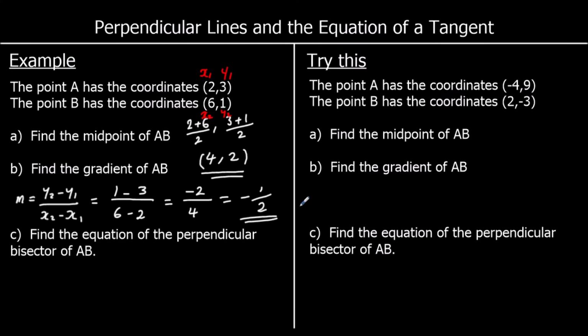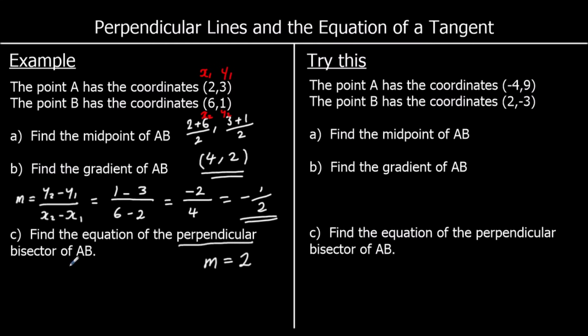Part C says find the equation of the perpendicular bisector of AB. So it's perpendicular. That means it crosses at a 90-degree angle. And to find a perpendicular gradient, we can do the negative reciprocal, flip and minus. So the gradient of AB was minus a half. The gradient of the perpendicular line is going to be 2.